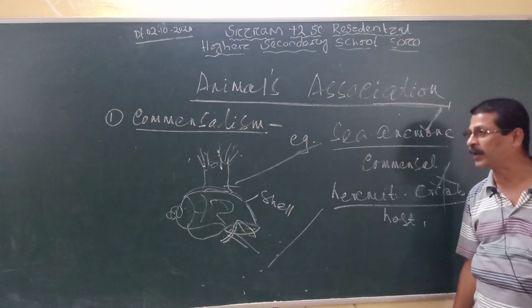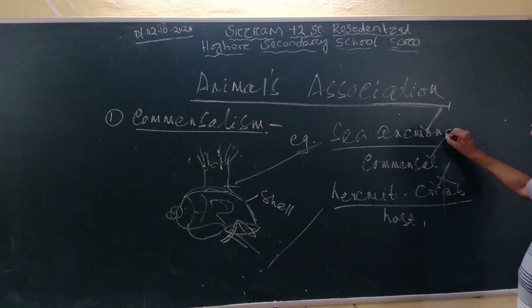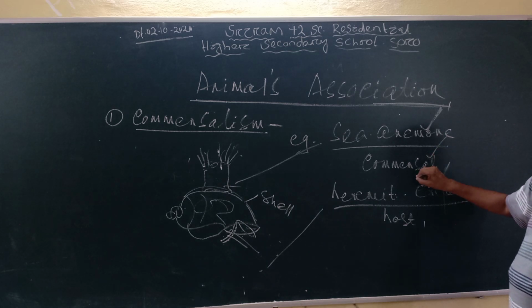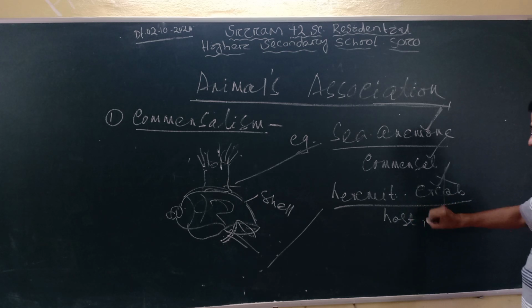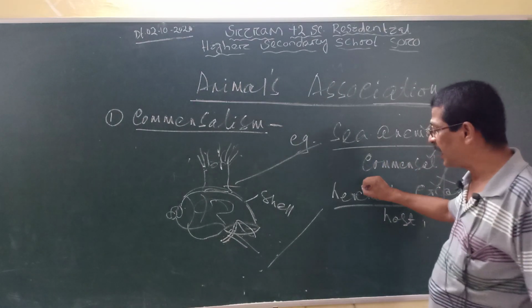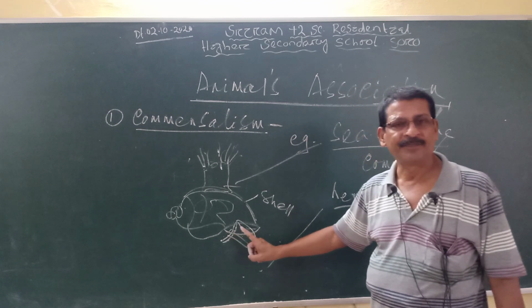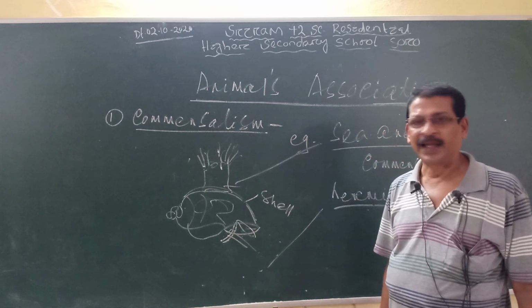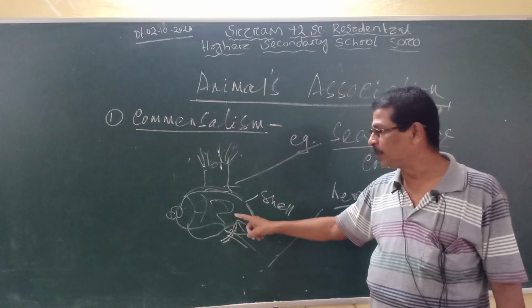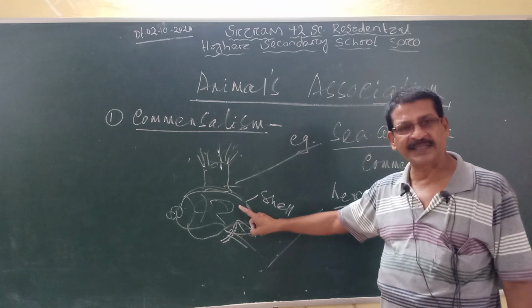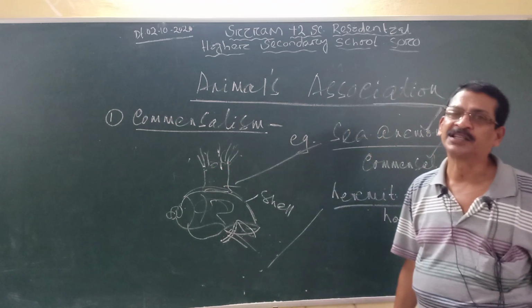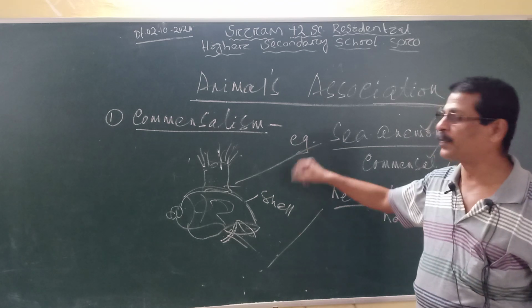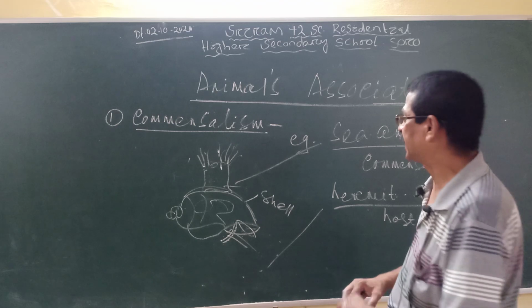commensalism, where one is benefited and the other is not benefited and not injured. The one that is benefited is called the commensal, and the one that is not benefited and not injured is called the host. The example is sea anemone and hermit crab. The hermit crab is a crab-like animal that remains within the cavity of the shell of the gastropod, and the sea anemone is attached on the upper surface of the shell of the gastropod. Clear? So this type of association is called commensalism.